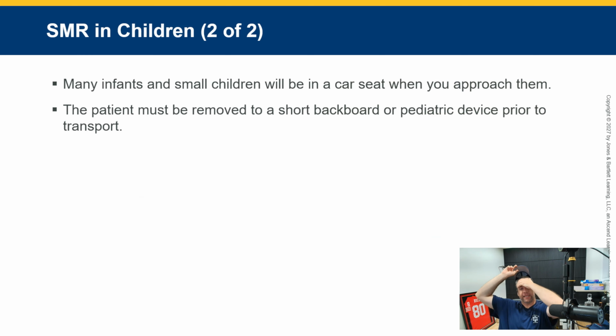Infants and young children may still be secured to a car seat when you arrive, right? So their movements should be planned in two stages: removal of the patient from the vehicle, followed by preparation for ambulance transport. When the seat and the built-in harness are intact, the car seat may sometimes provide good support during extrication.